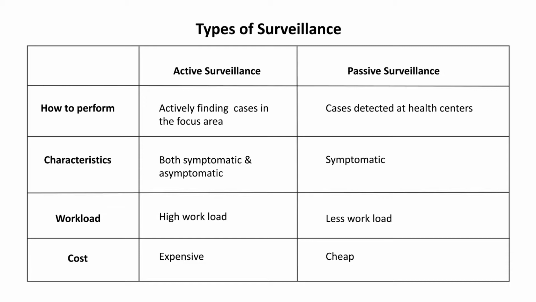Active surveillance occurs when the health department is proactive and contacts healthcare providers or laboratories requesting information about disease. While this method is more costly and labor-intensive, it tends to provide a more complete estimate of the disease frequency.